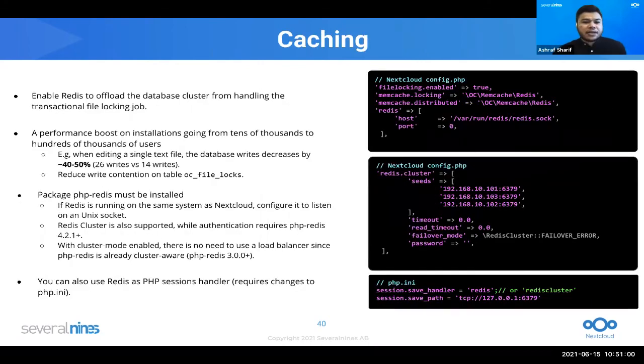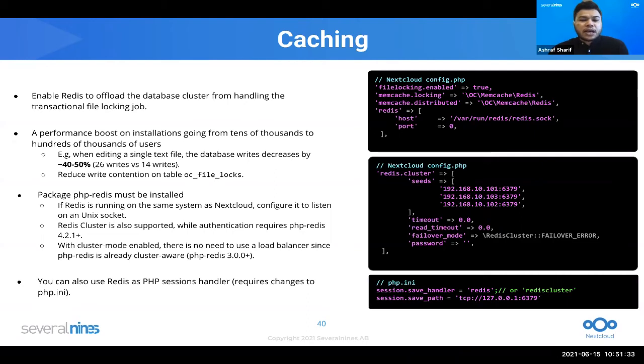Okay, so the last slide here is about caching. We can improve overall Nextcloud server performance with caching, where frequently requested objects are stored in memory for faster retrieval. We can use Redis to offload the MariaDB cluster from handling the transactional file locking job. Redis is a very fast key-value store and can handle this type of job very well.